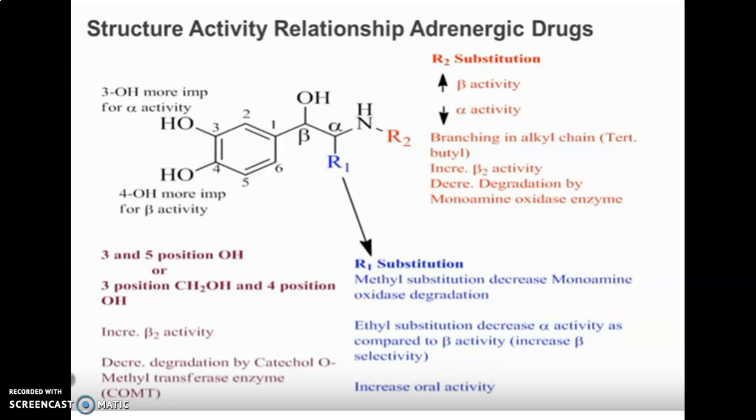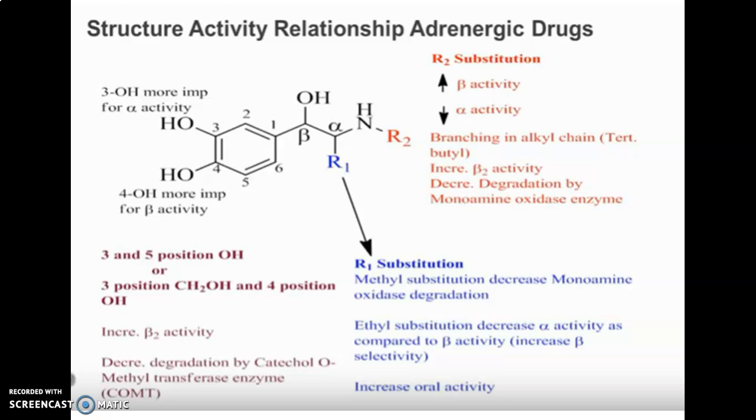Thus, this is the overall structural activity relationship of these phenylethanolamine analogs. That is, R1 substitution on the alpha carbon: methyl substitution decreases the MAO degradation. Ethyl substitution decreases the alpha activity as compared to the beta activity and increases the oral activity.